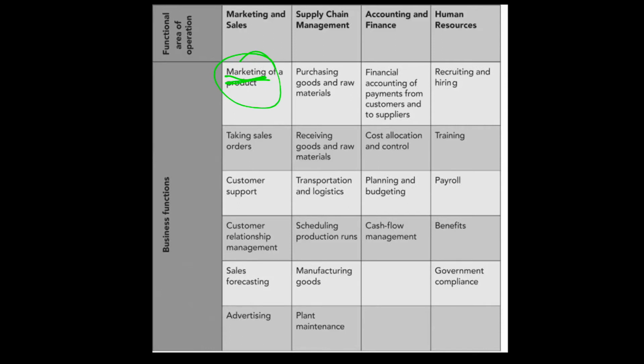Now for human resources, this tree wouldn't be working if there were no employees. So human resources is involved with the recruiting and hiring of people who will do these functions. Okay? The next few slides are more examples. So have a go. Moving on.